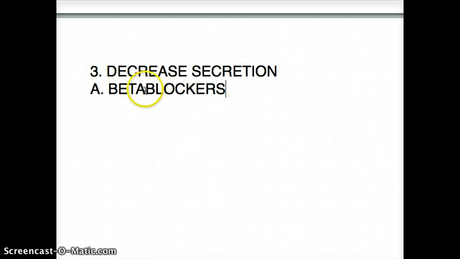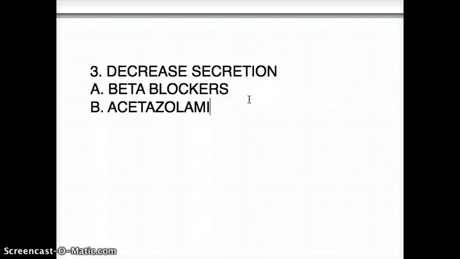Okay. And the second type is going to be acetazolamide. Remember, acetazolamide is the one that is used in kidney. It works in the proximal convoluted tubule and it inhibits carbonic anhydrase. That's also used for glaucoma drugs, and this is the one that is going to decrease secretion.